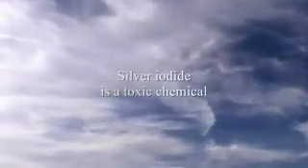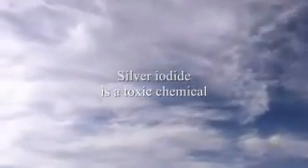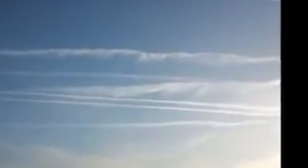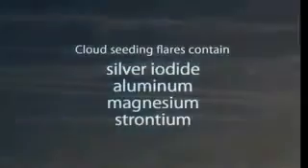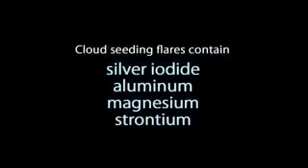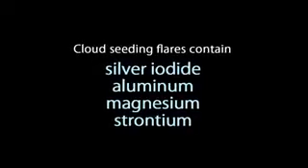But silver iodide is an inorganic, non-soluble, hazardous chemical, and it's been shown to be highly toxic to fish, livestock, and humans. Numerous medical articles demonstrate that humans absorb silver iodide through the skin, lungs, nose, and GI tract. Even mild toxicity can cause serious health problems, and the incendiary material in the cloud seeding flares also contains aluminum, strontium, magnesium, and other toxic chemicals.